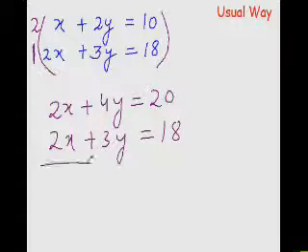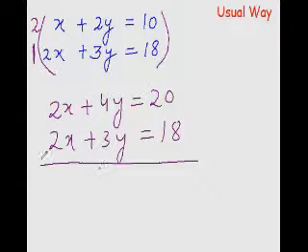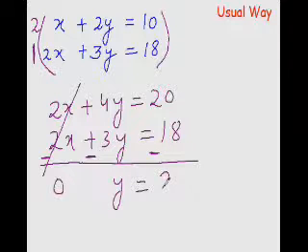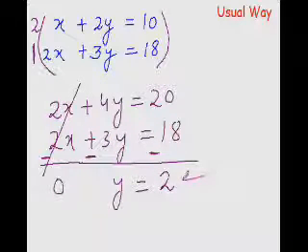Now to eliminate you need to subtract, so change the sign. This is the standard procedure. So 2x minus 2x will cancel out, so 0 will come here. 4y minus 3y is 1y, so I put y here. Now 20 minus 18 is 2. So we have found out the value of y.